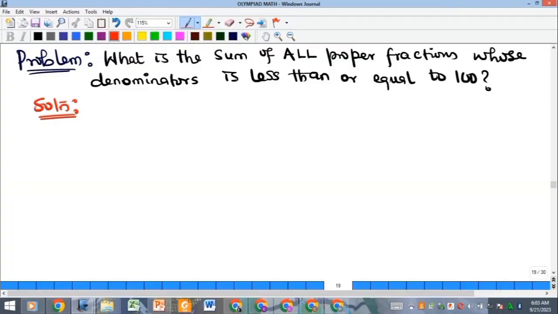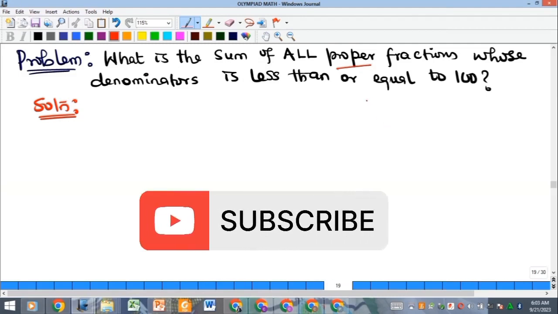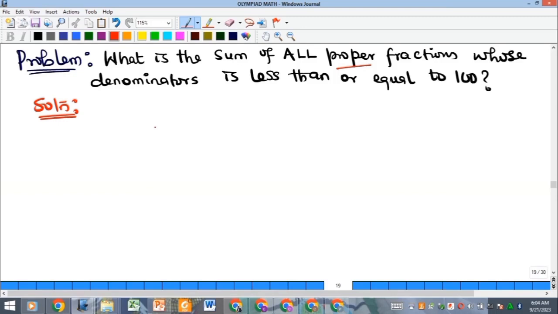This question says: what is the sum of all proper (underline the word proper) fractions whose denominators are less than or equal to 100? So in other words, they're asking us to get the sum of all the proper fractions you can get whose denominators are at most 100. And first of all, what is a proper fraction?